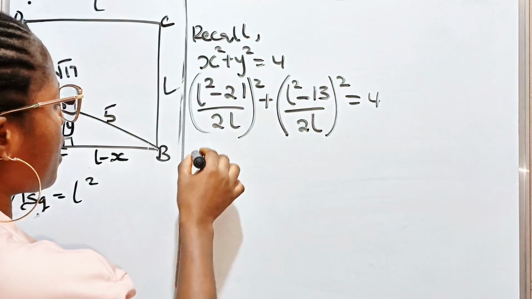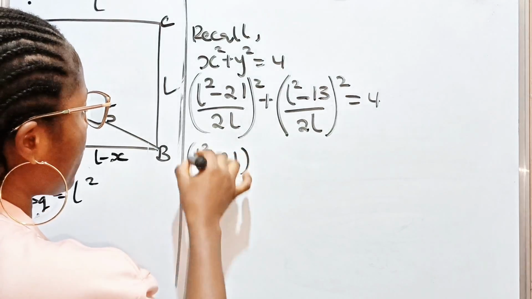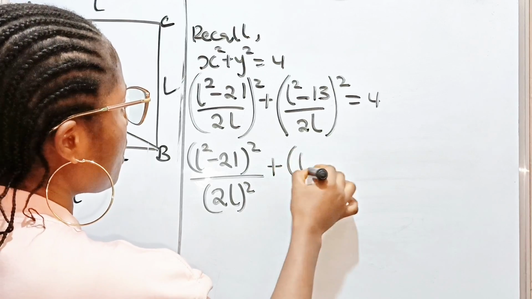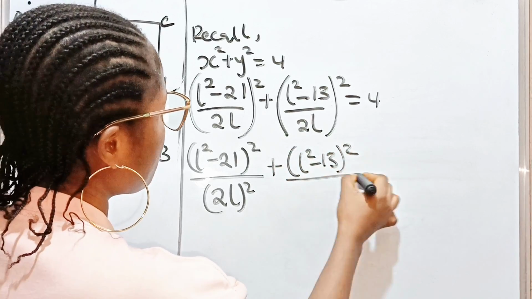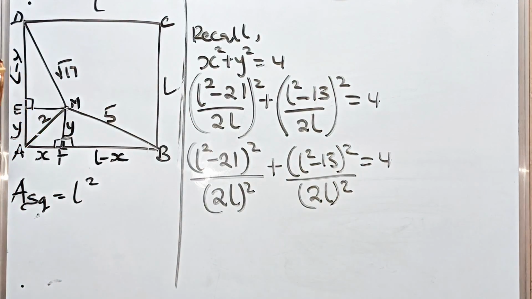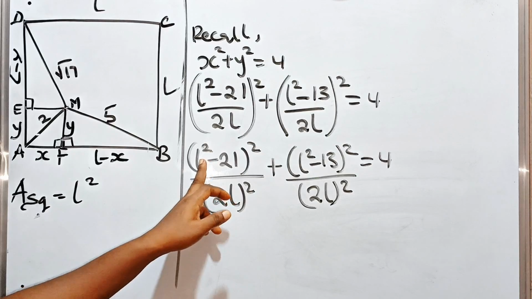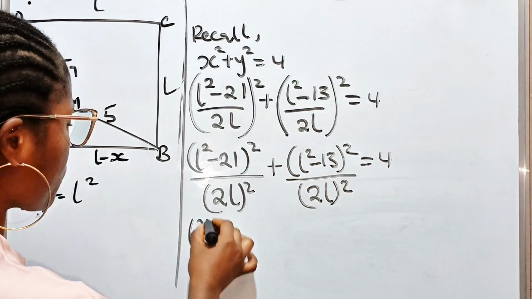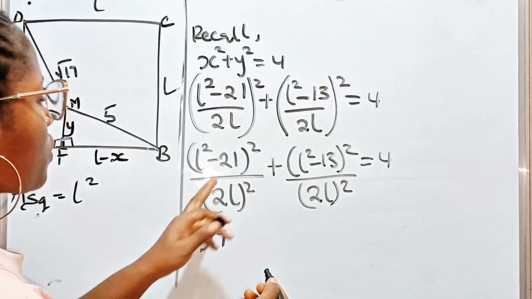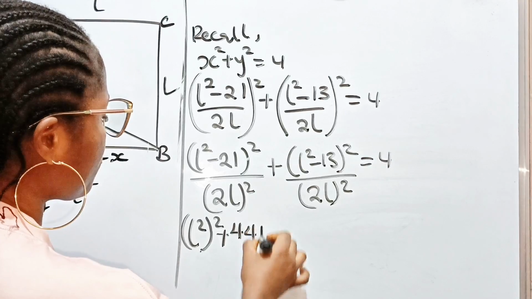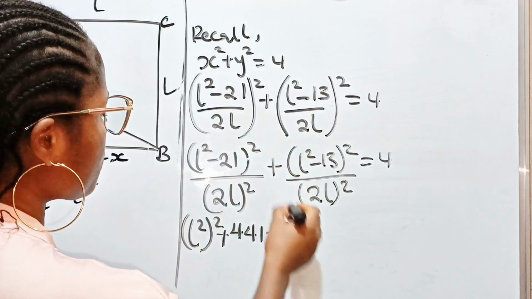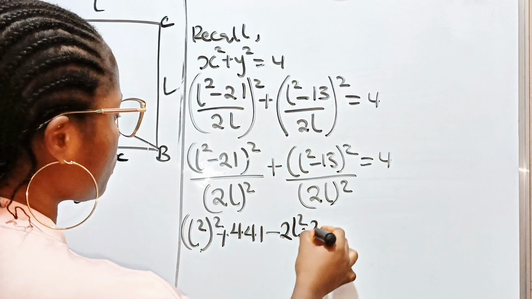So that means that this is the same thing as (L squared minus 21) squared divided by 2L squared plus (L squared minus 13) squared divided by 2L squared is equal to 4. Now, this can be written as (L squared) squared, right? So (L squared) squared plus 21 squared, which is 441, all right? Then minus 2 times L squared times 21.